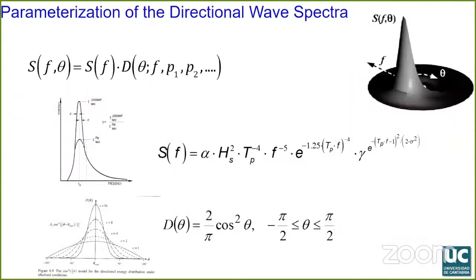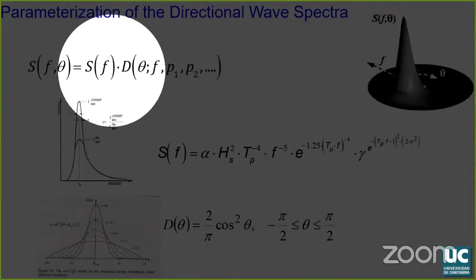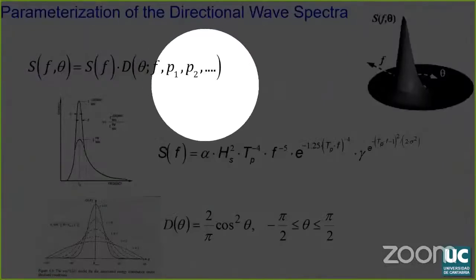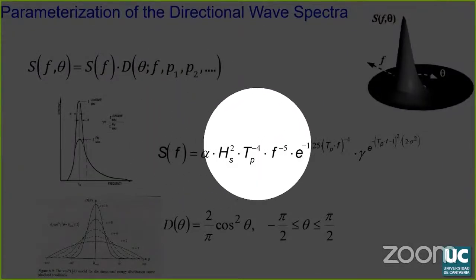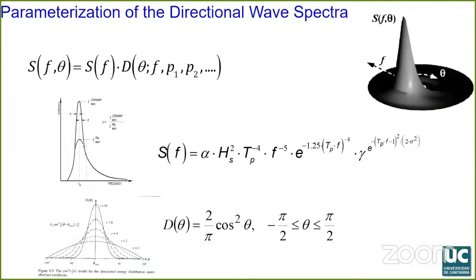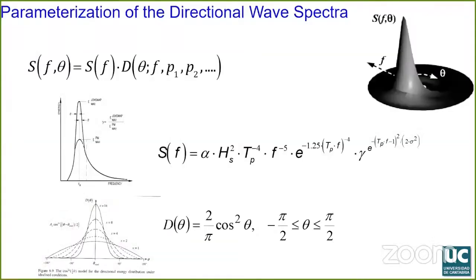In many offshore and coastal applications, it is common practice to reduce the complexity of all the degrees of freedom of a directional spectra, obtaining a parameterization of the directional spectra. This is usually done by splitting the directional spectra into the product of a frequency spectrum and a directional spreading equation. The JONSWAP frequency spectrum is defined in terms of the significant wave height, the peak period, and a peak enhancement factor named gamma. The directional spreading is usually defined with cosine power functions as seen in the example.